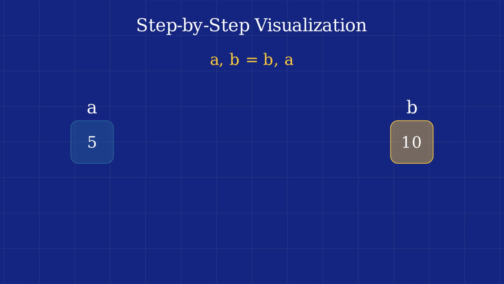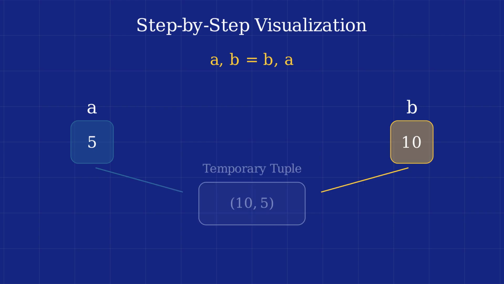Let's visualize how this swap actually works with concrete values. Initially, we have variable a with a value of 5 and variable b with a value of 10. When we execute a, b = b, a, Python first evaluates the right side. It creates a temporary tuple containing the current values of b and a, which is 10, 5.